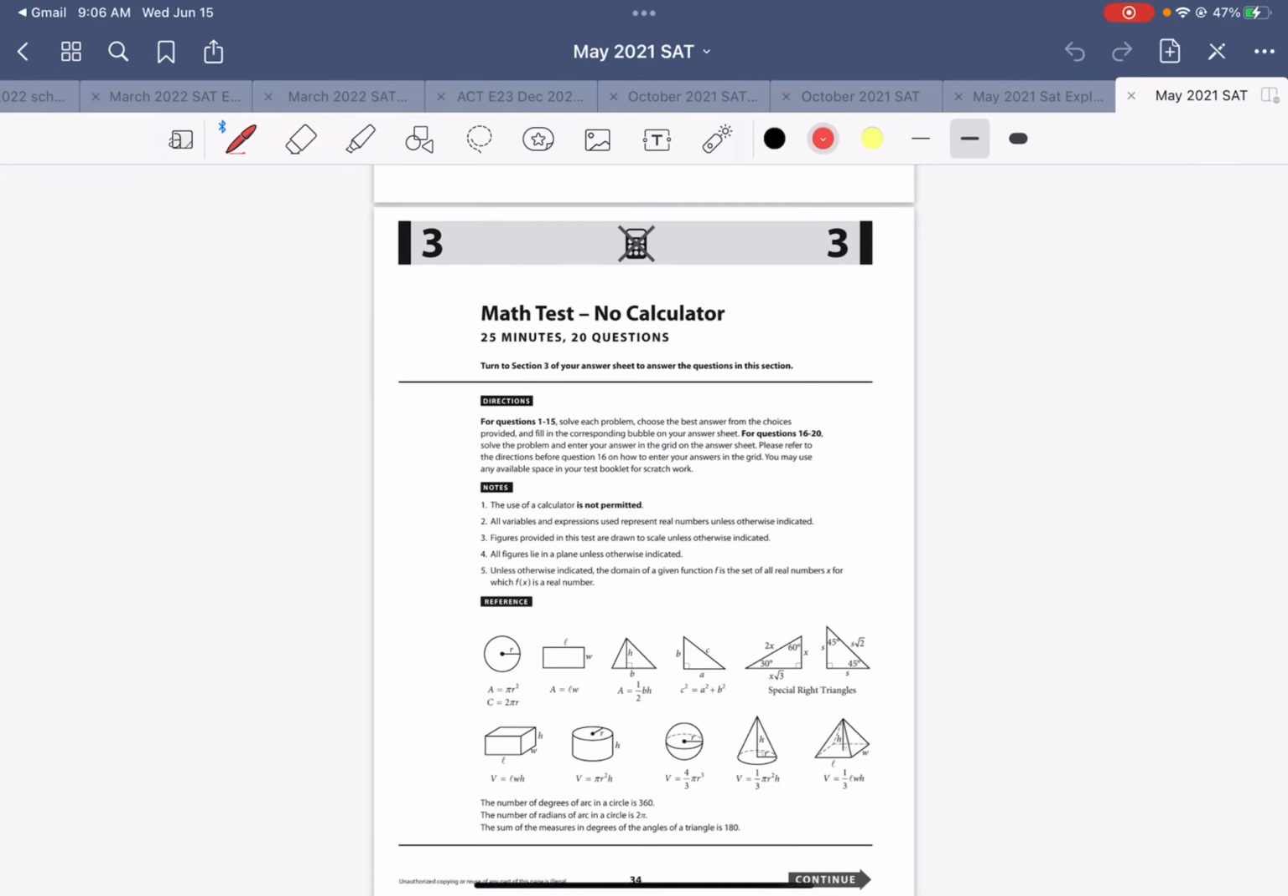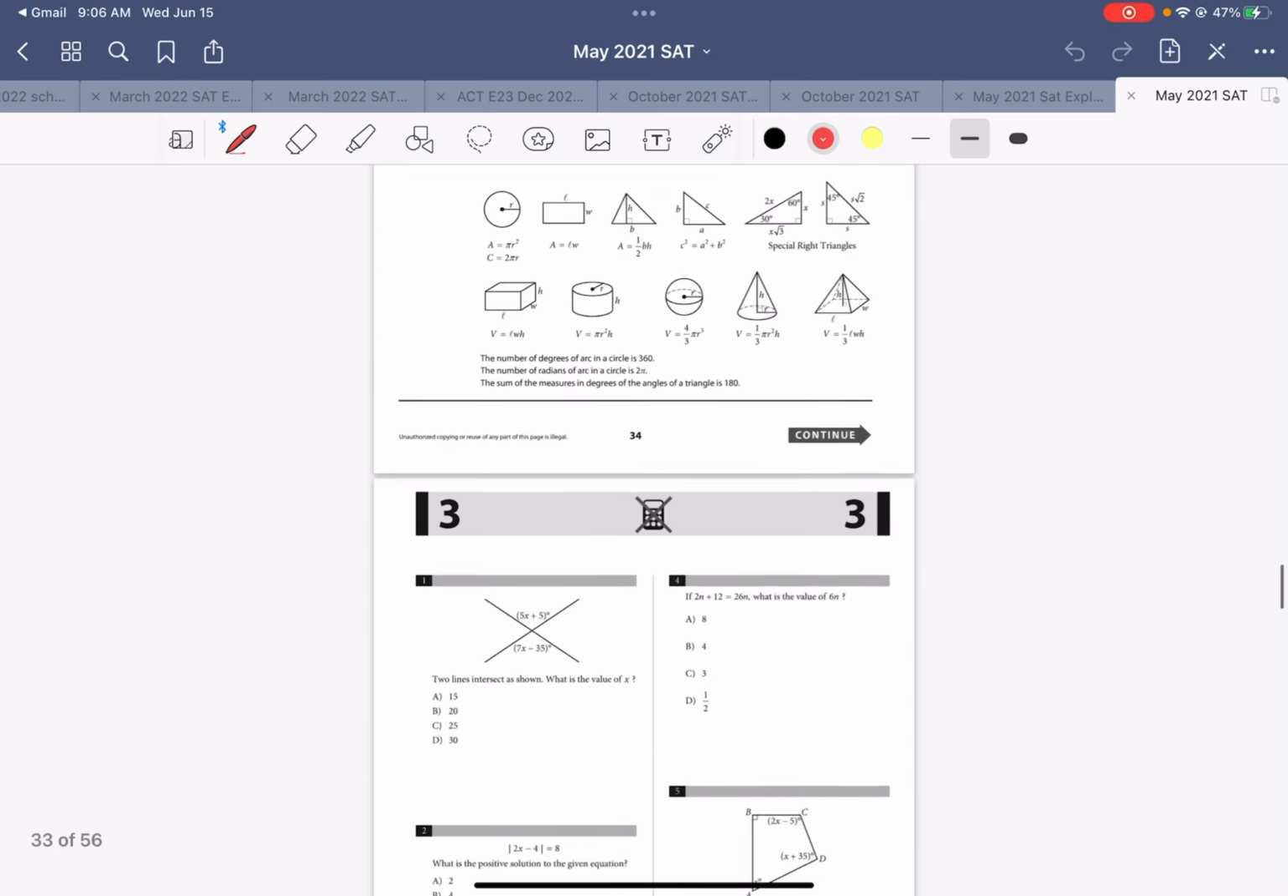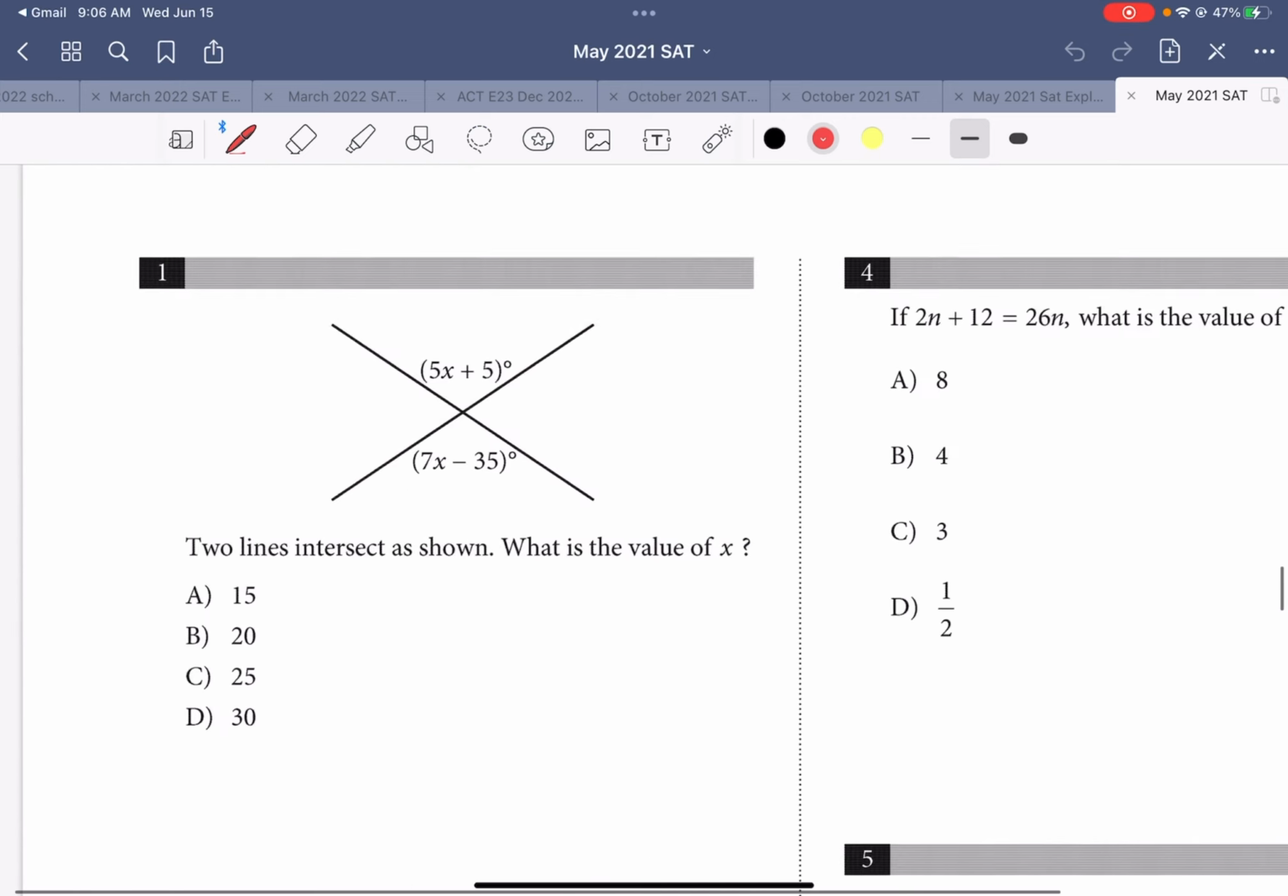This test is the May 2021 SAT College Board test. So first section, Section 3, no calculator section. Number 1. Two lines intersect as shown. What is the value of x?